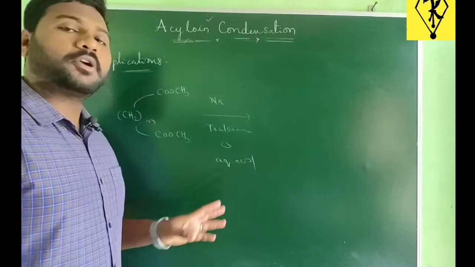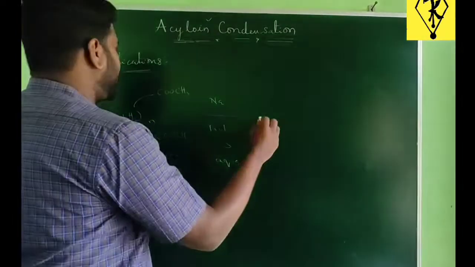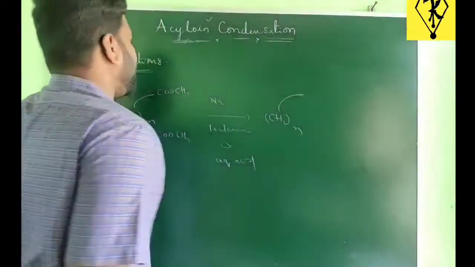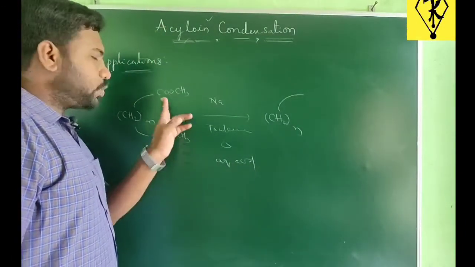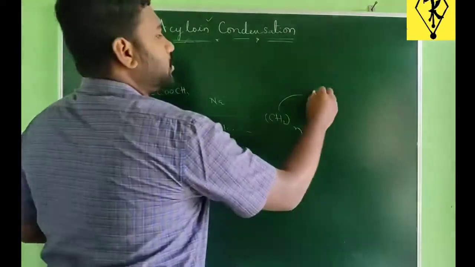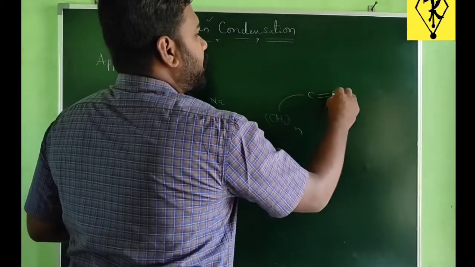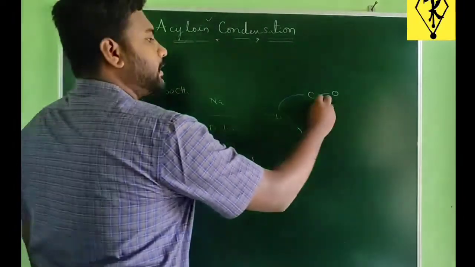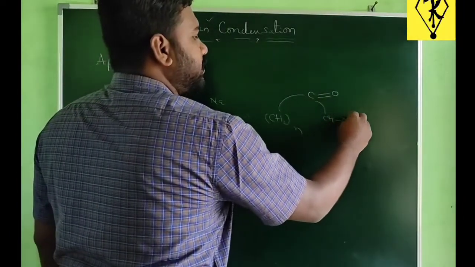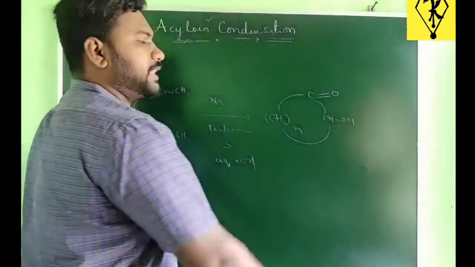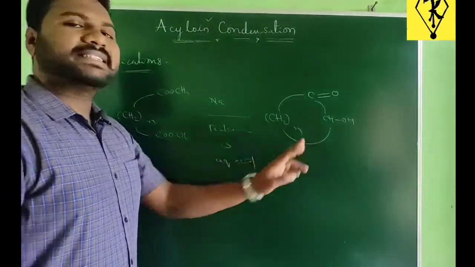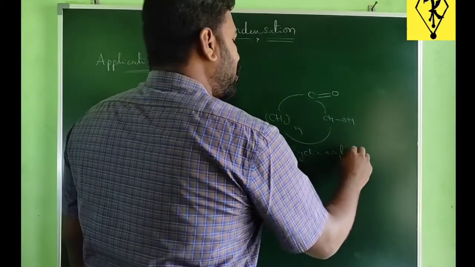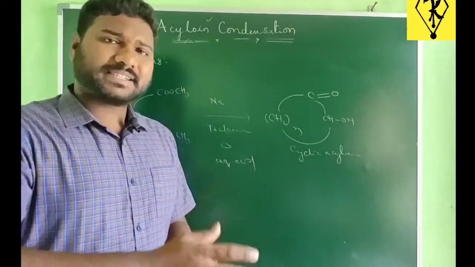So listen how to write product here. So same, this will not change, CH2 n times, and next here we are having two ester groups. So one carbon will become C double bond O and another carbon will become CHOH, and rest of the thing is same. So this is cyclic acetylone. Cyclic acetylene.